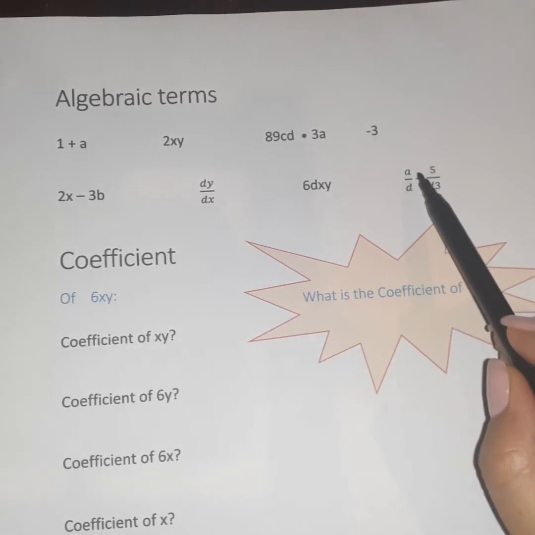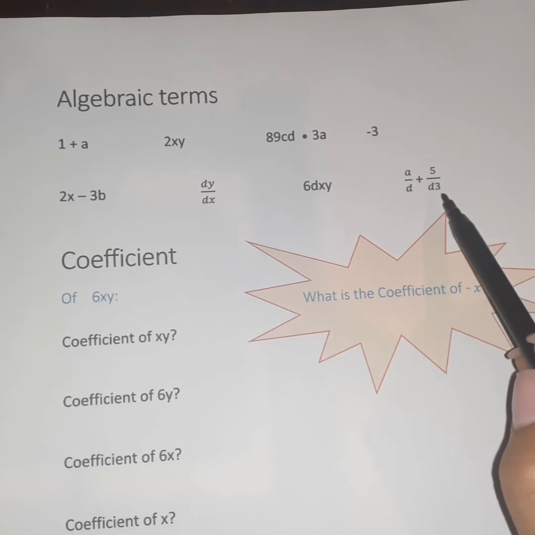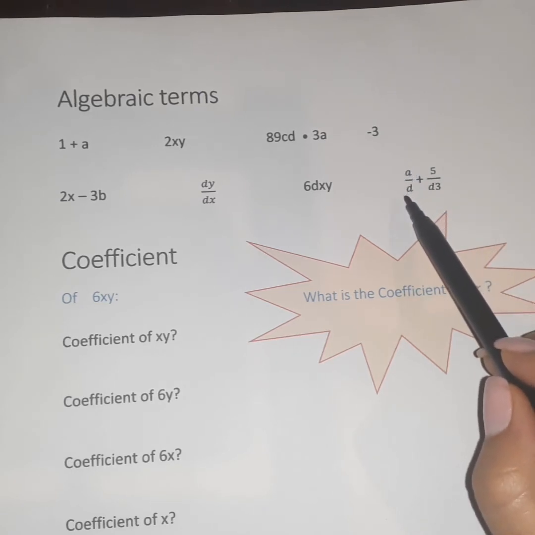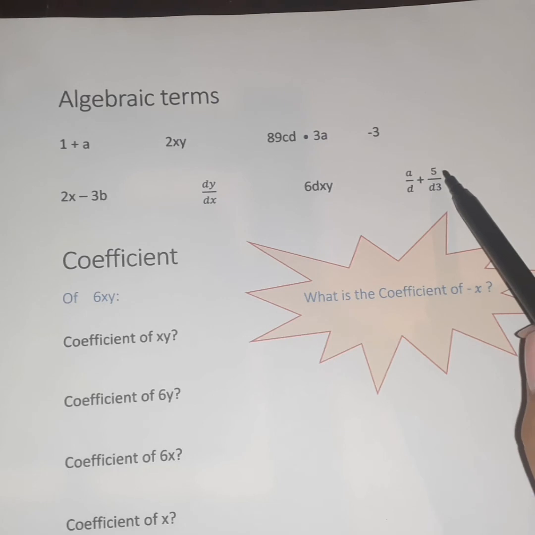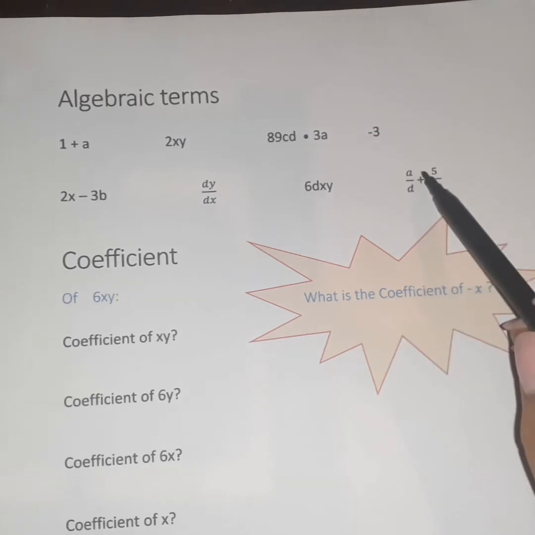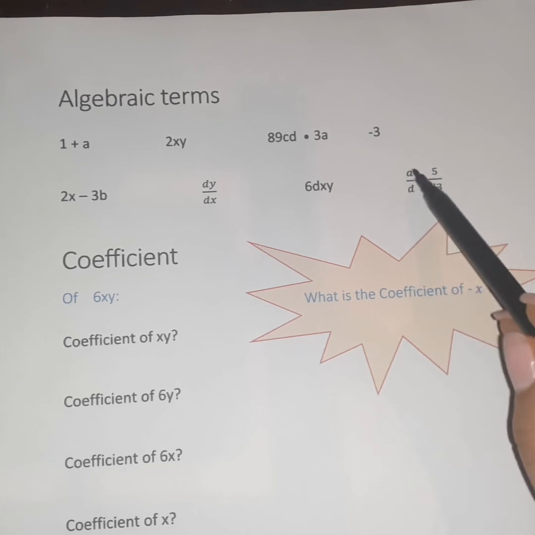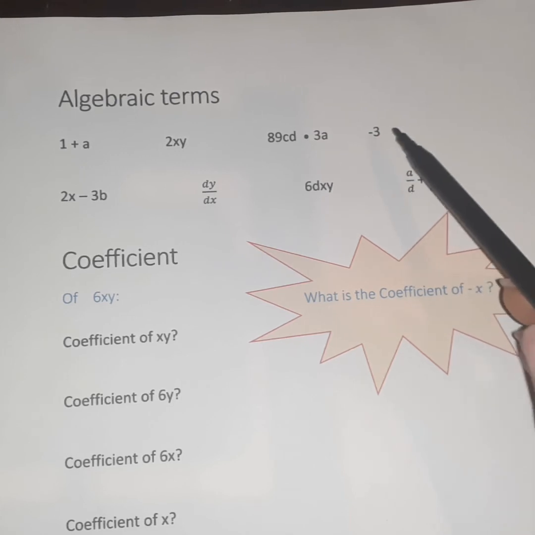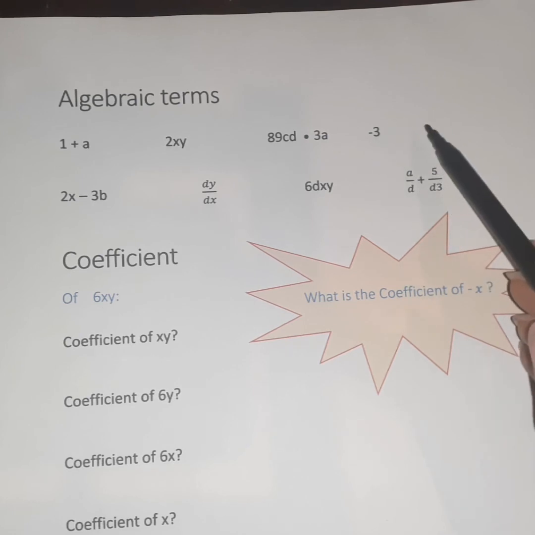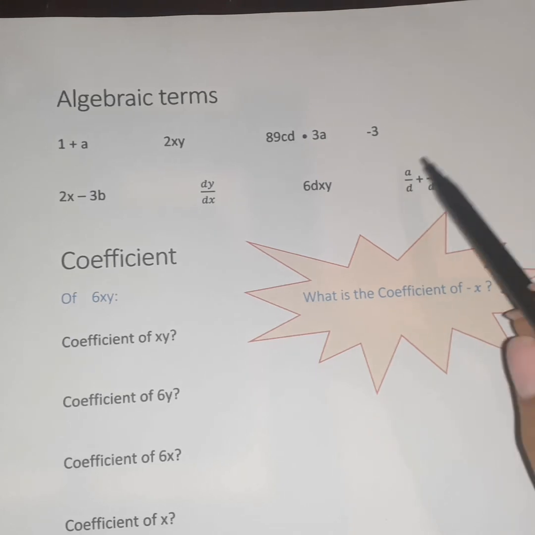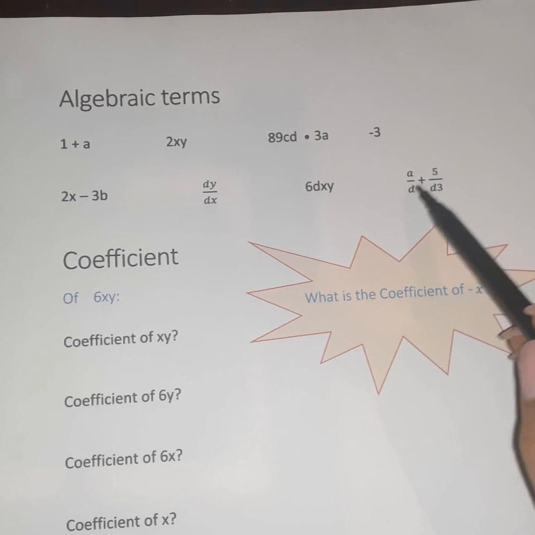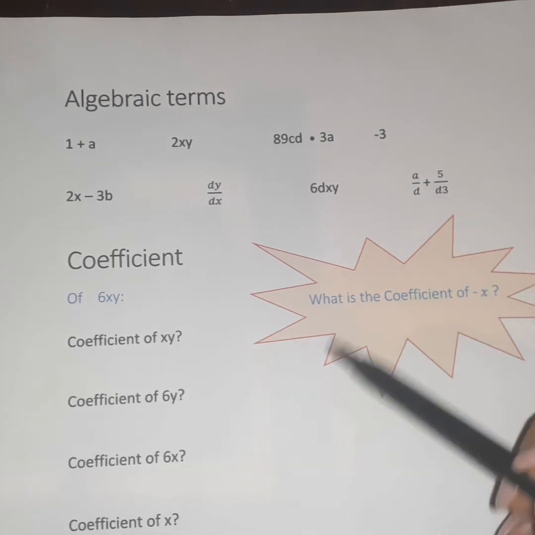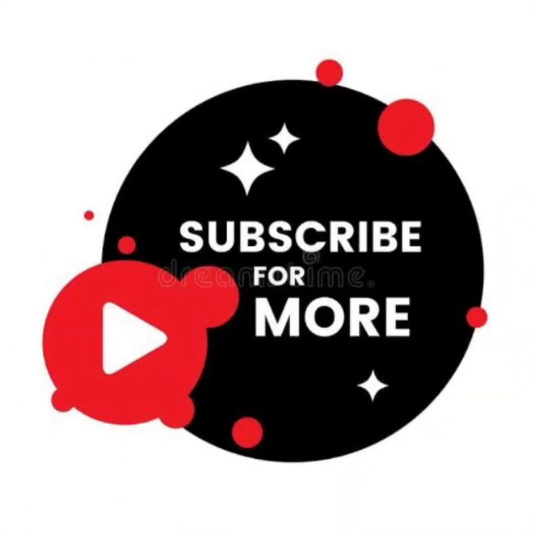On this side, we've got a over d plus 5 over d3. Over here we've got the quotient of a and d plus the quotient of 5 over d3. Remember, in the beginning we said a term can be a single numeral or letter, or the product of something, or the quotient of something. In this case, this is the quotient of something, and this is the quotient of something, and it gets separated by a plus. So therefore this is 2 separate terms.